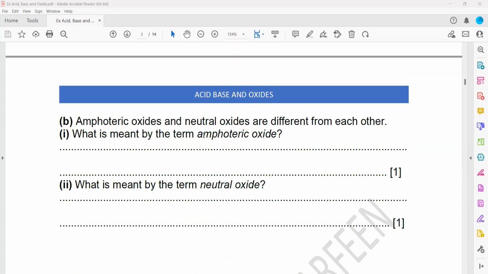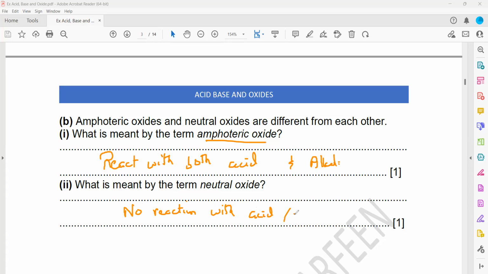Amphoteric oxides and neutral oxides are different from each other. What is meant by amphoteric oxides? Amphoteric oxides can react with both acid and alkali, whereas a neutral oxide does not react with acid or alkali.